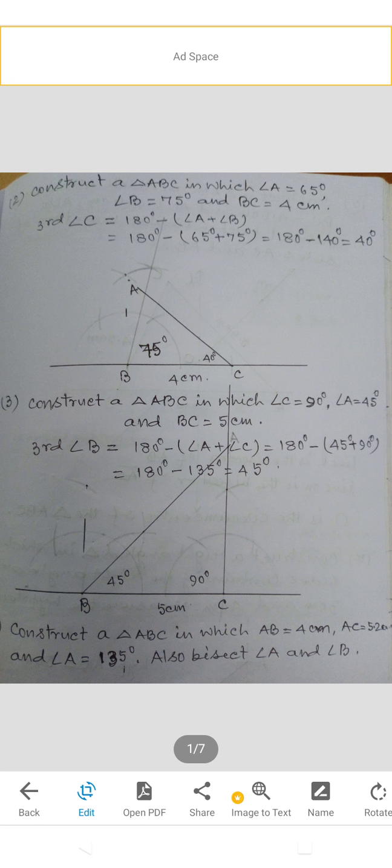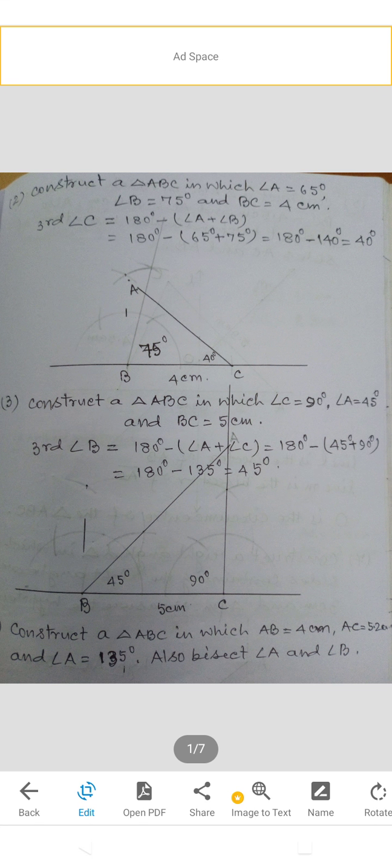And now draw the angle CBA equal to 45 degree with the help of compass and ruler, and draw angle BCA 90 degree with the help of compass and ruler. They intersect at a point A. Therefore, ABC is the required triangle, required right angle triangle.